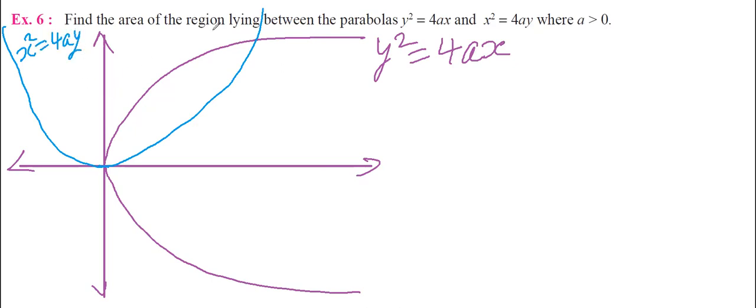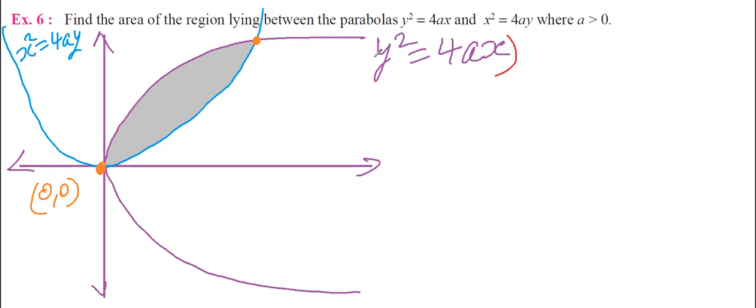What is the next point? The next point is to find the coordinates, the points of intersection of these 2 curves. So this will be 0, 0. It says to find the area of the region lying between the 2 parabolas. So which area do I need to find? I need to find this area which lies between these 2 points. So this is 0, 0. This point I have found, and to find this point, what do I need to do? I need to solve these simultaneously.